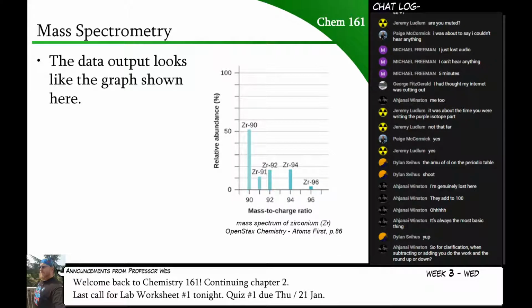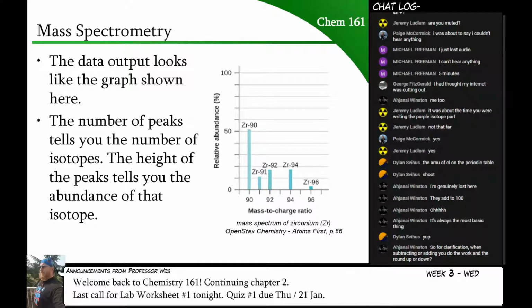What that means is that for 100% of the sample that I put in, half of it hit the detector when I had it tuned for zirconium-90. Like 10% of it hit the detector for zirconium-91, about like 17 or so for zirconium-92, and so on and so forth. So by using this technology, we can figure out the percent abundance based on all the ratios of everything else.